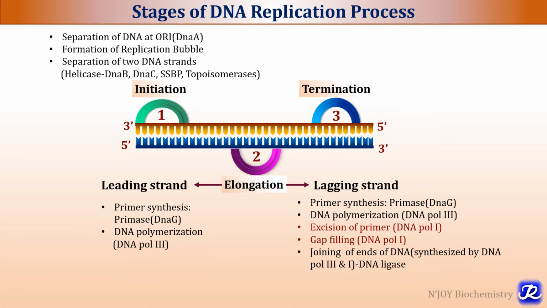Then there is excision of primer which is carried out by DNA polymerase 1, and then the gaps are filled by DNA polymerase 1, which has polymerase activity, and joining of ends of DNA which are synthesized by DNA polymerase 3 and 1 on this lagging strand is caused by DNA ligase, and finally the termination occurs, and that's how the process of replication occurs in E. coli. So I hope this video will help you to understand the basics of DNA replication in E. coli.